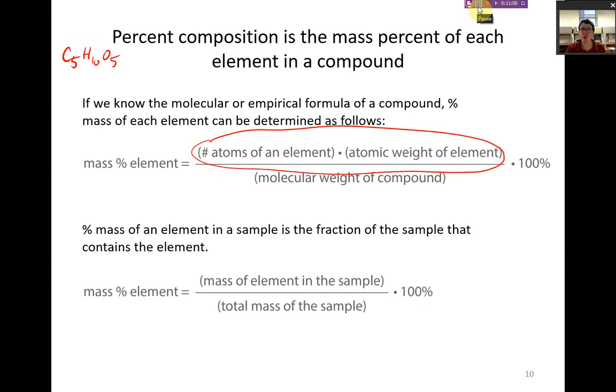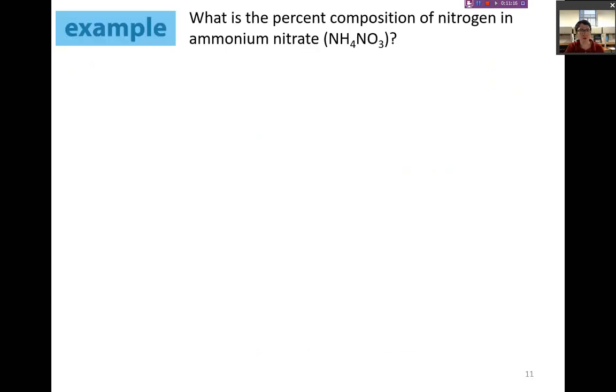It's very important to note that the mass percent of all of the elements within a compound must add up to be 100%. So let's do a practice problem. Let's say I wanted to find the percent composition of nitrogen within ammonium nitrate. How might I do this?